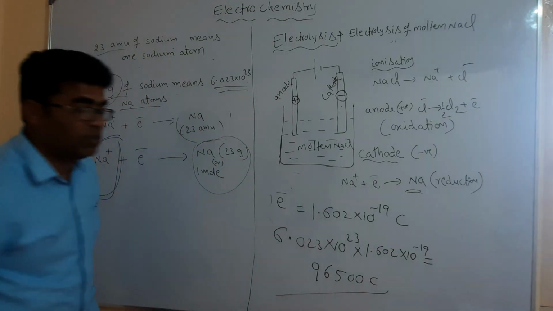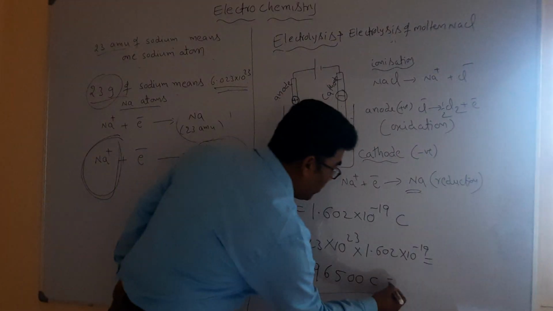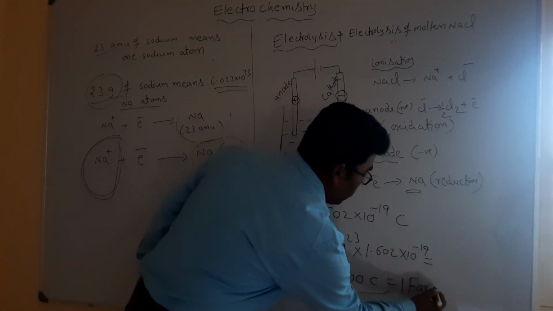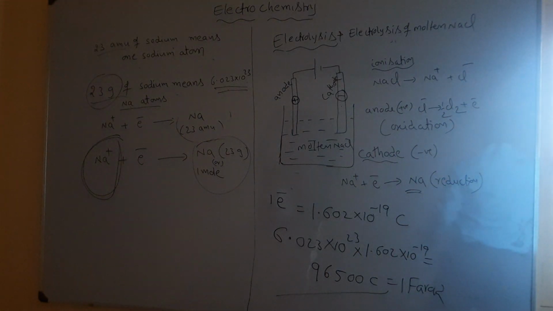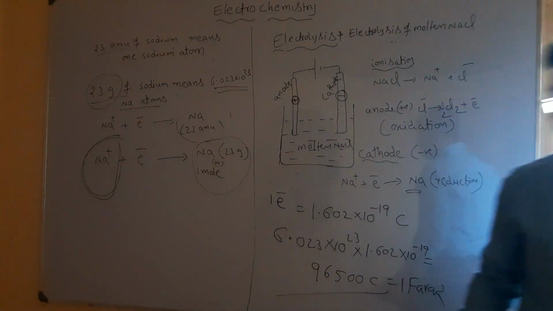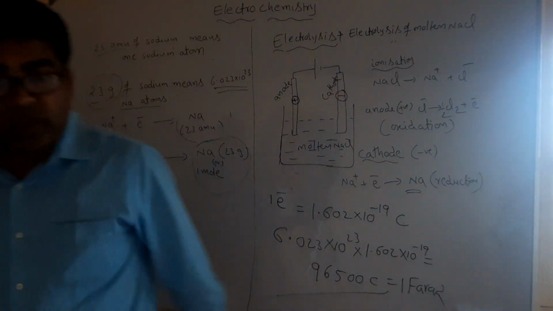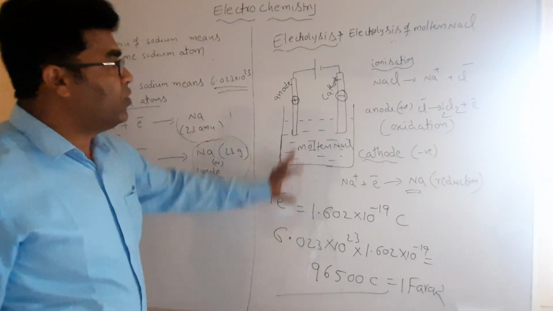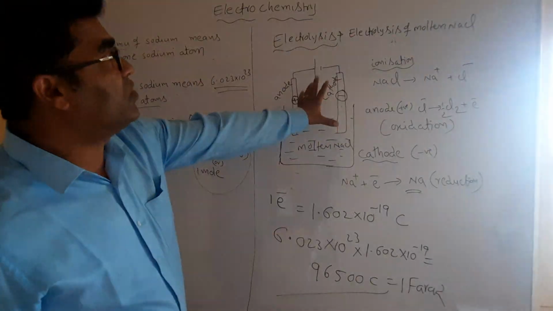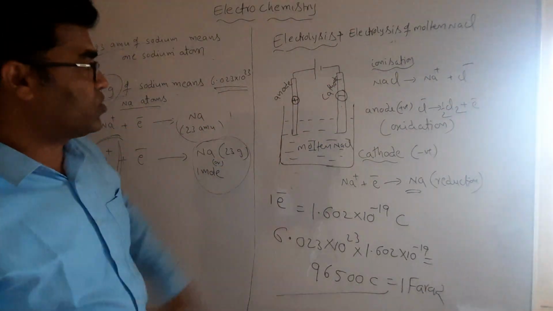96,500 coulombs. See, this 96,500 coulombs is also called 1 Faraday. Now, you have to understand what kind of questions will come on this electrolysis topic.